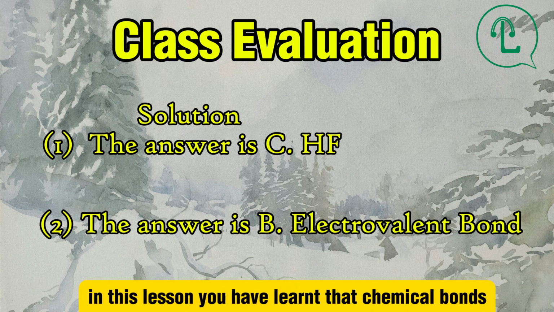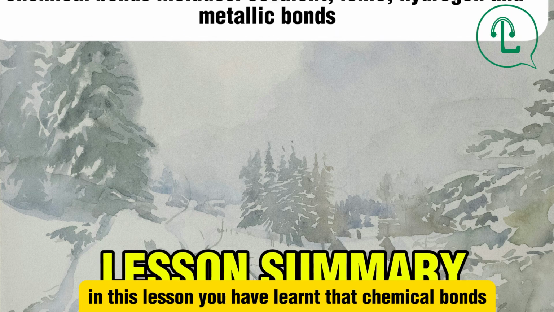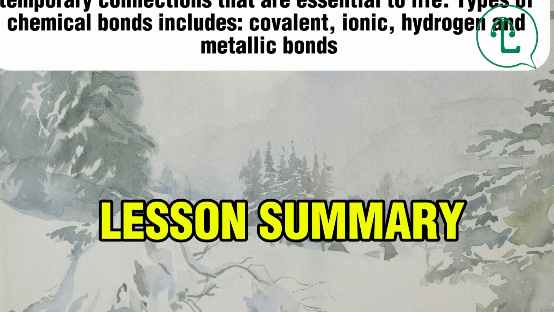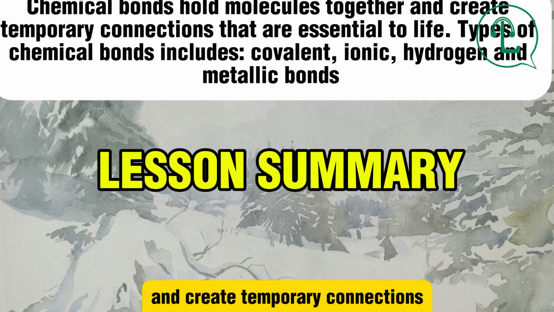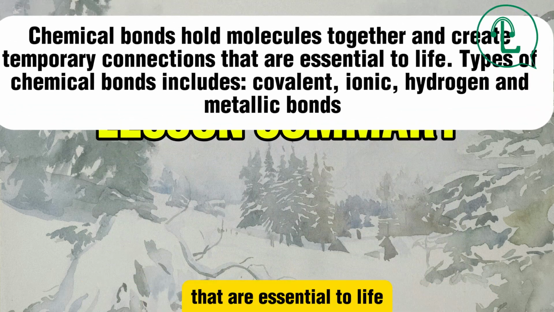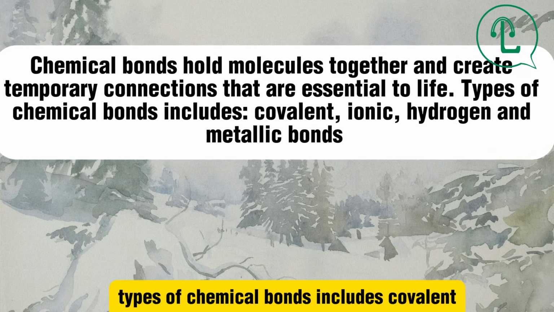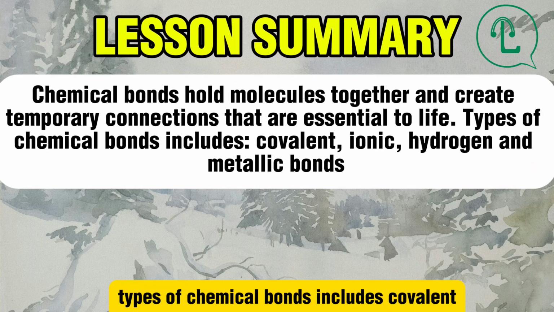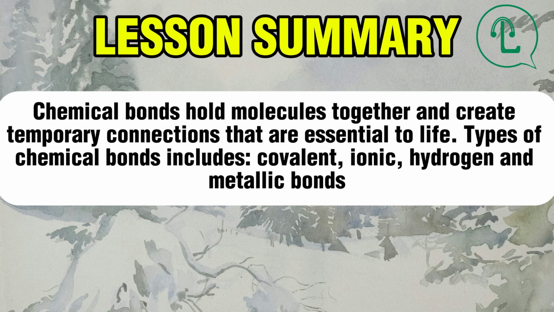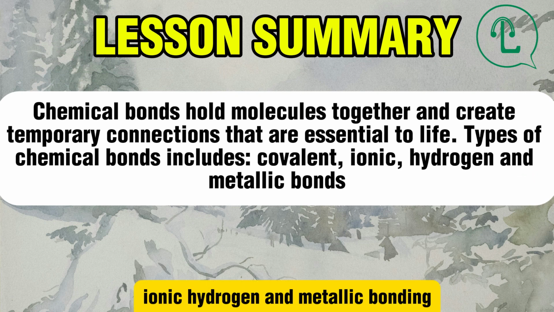In this lesson, you have learnt that chemical bonds hold molecules together and create temporary connections that are essential to life. Types of chemical bonds include covalent, ionic, hydrogen, and metallic bonding.